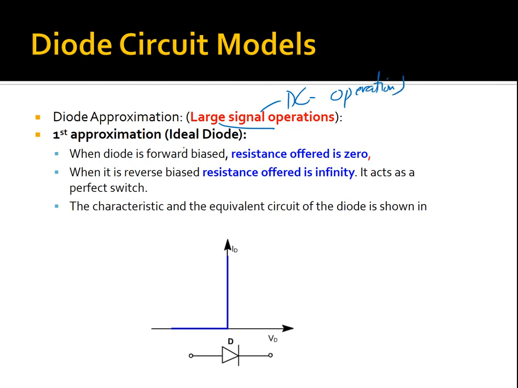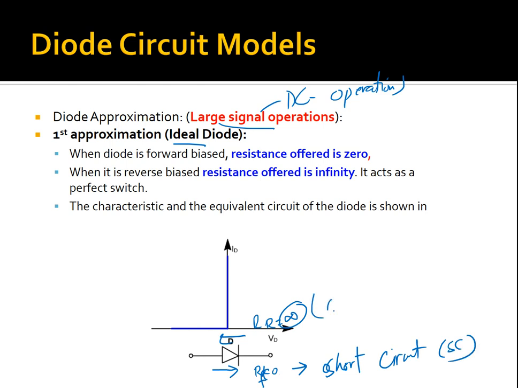The first approximation is the ideal diode. For example, this is my diode. When it's in forward bias it offers zero resistance. This is the ideal diode. And in the reverse bias, it is offering infinite, high resistance. Forward bias, zero resistance, or short circuit. In reverse bias, high impedance, or open circuit. So we can model the ideal diodes using this symbol, with zero resistance in forward bias.